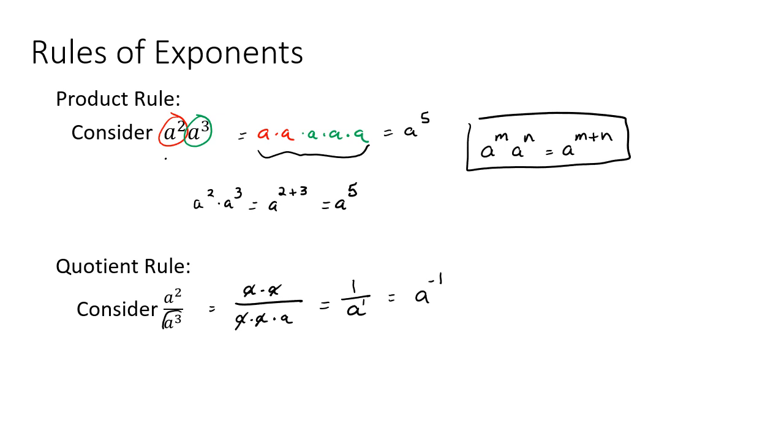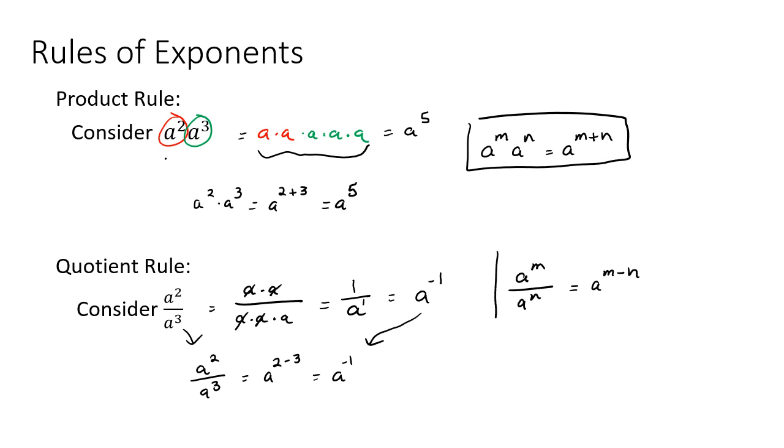And so because these a's in the denominator are taking away from the a's in the numerator, this time around you subtract the exponents. A squared divided by a cubed is equal to a to the 2 minus 3, or a to the negative 1. So in other words, in the general case, a to the m divided by a to the n is equal to a to the m minus n. This is the quotient rule of exponents. And again, it only works if you've got the same base a.